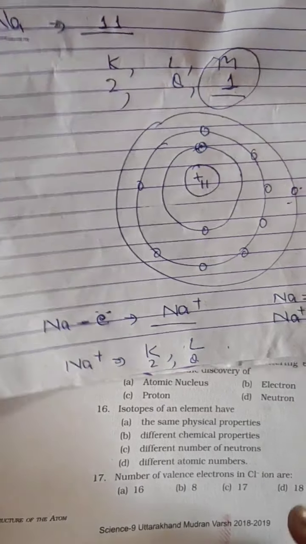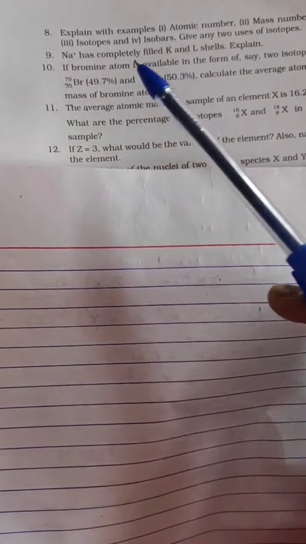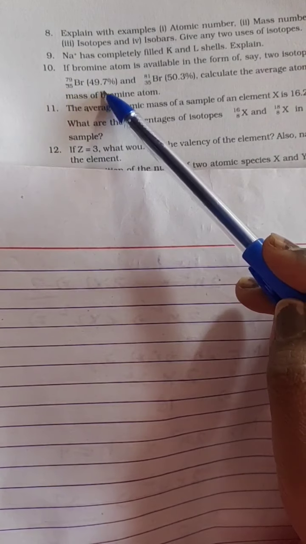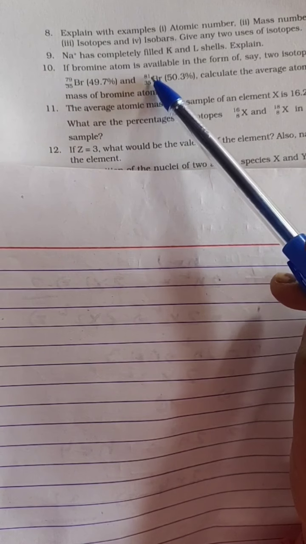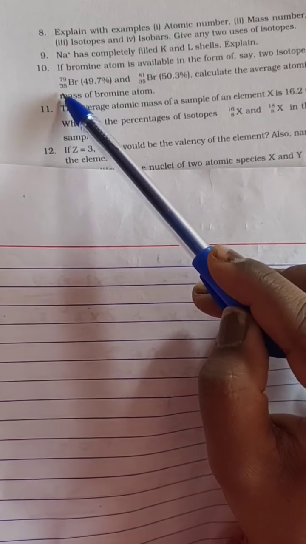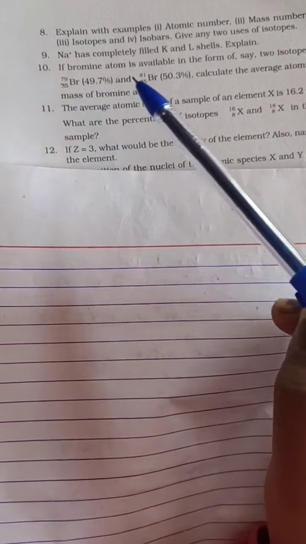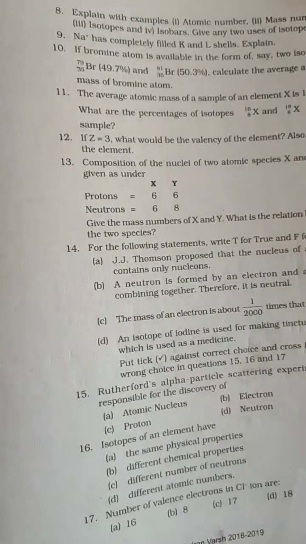Okay, so next question is, if bromine is available in the form of 2 isotopes, which are 79Br35, which is 49.7%, and 81Br35, which is 50.3%, calculate the average atomic mass of bromine. Because these have the same atomic number, that means these are isotopes which have different mass numbers. So how are we going to find this? In this question we have already been given the percentage, so it is very easy to do.